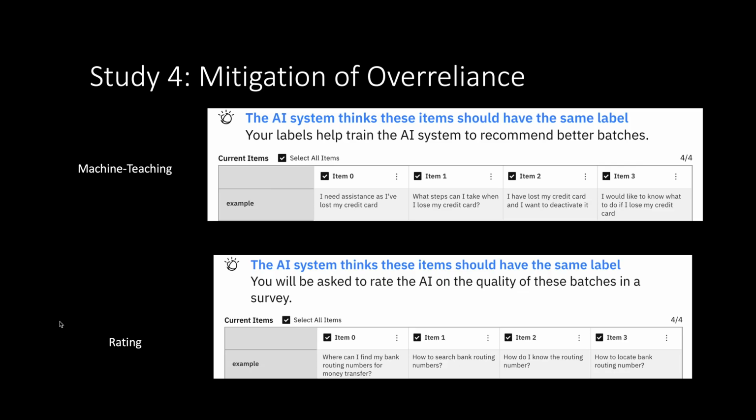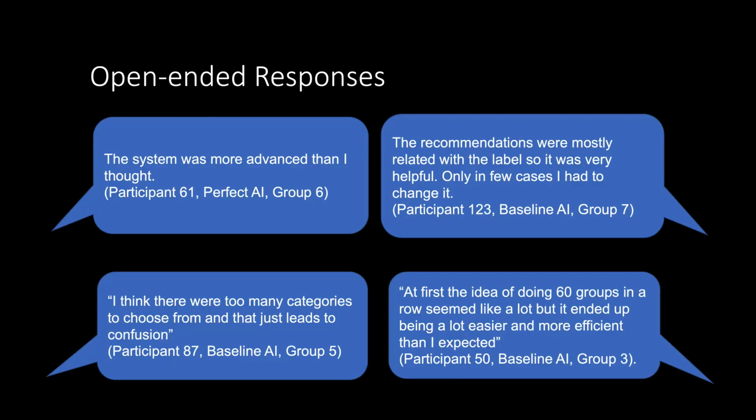We also collected open-ended responses at the end of the task. Users reported, the system was more advanced than I thought, or the recommendations were mostly related with the label, so it was very helpful. Only in a few cases I had to change it. Users also noted that the complex tasks confused users because there were too many categories to choose from, and also at first the idea of doing 60 groups in a row seemed like a lot, but it ended up being a lot easier and more efficient than I expected.